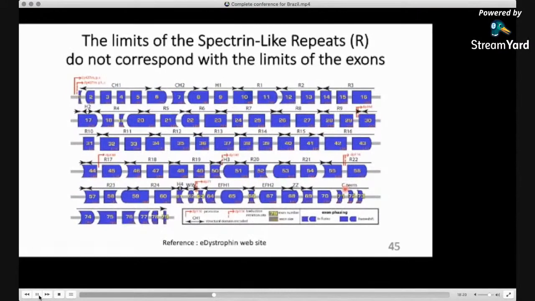The main problem of deleting complete exons to restore the expression of dystrophin protein is that the beginning and the end of the spectrin-like repeat, indicated in this scheme by the black arrow, do not correspond with the beginning and the end of exons. And thus, when removing complete exons, the resulting spectrin-like repeat structure may not be normal.